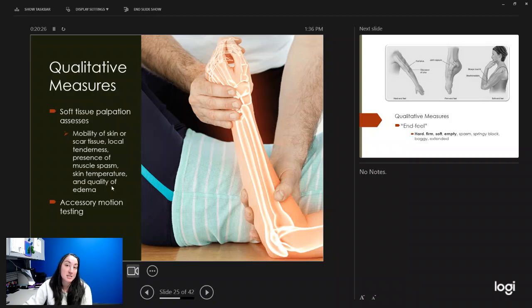If there is edema and you know that, is it pitting or not, like pushing into that and seeing how long it takes to come back to its normal, puckering. It's not puckering anymore. It's not indented anymore. All of those are qualitative ways that you can explain what's going on with the movement. Accessory motion testing, like joint play and getting a feel for those infills and the movement and the quality of movement are all qualitative measures as well.